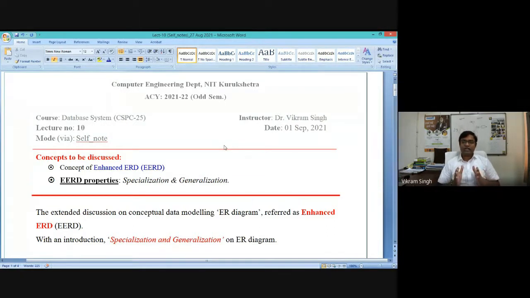Whenever we see this kind of situation, we perform generalization. Generalization is to merge, to combine the entities, right? Whenever we have two equivalent or two similar entities, we can perform a merger, a combination. And to perform specialization or generalization, there is a specific step, a specific approach given.